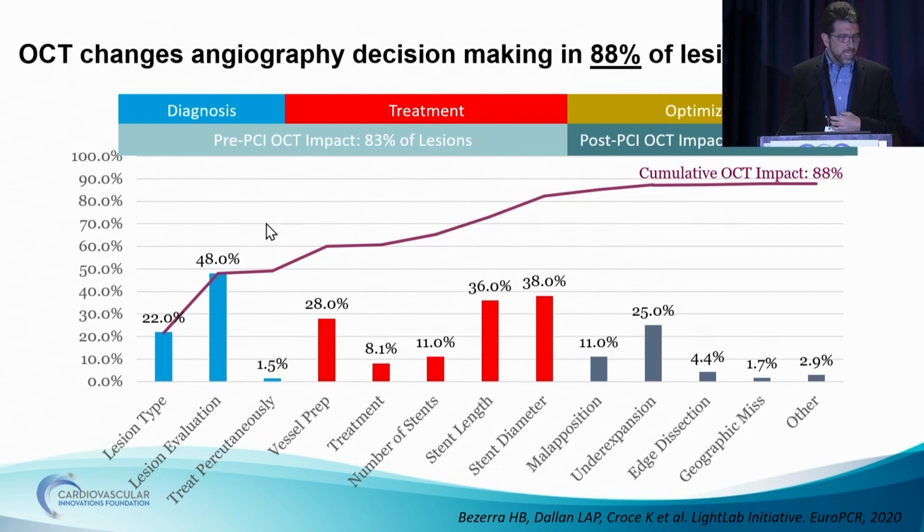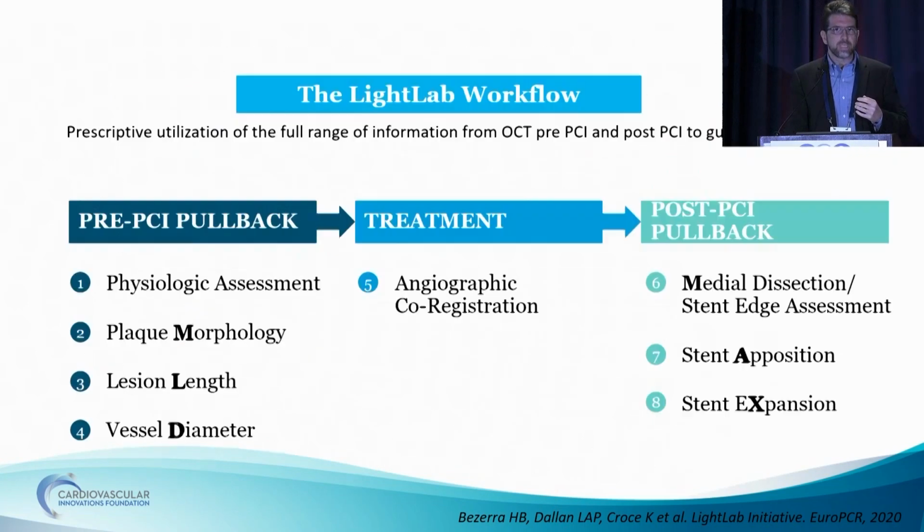So most of the time it was before, 83% of the times pre-intervention, and 31% of the time post-intervention. So in a nutshell, if you do intravascular imaging, up to 8 times out of 10 you're going to change something. You're going to put a longer stent, you're going to put a bigger stent, you're going to change your practice. So it's very important to do intravascular imaging for your cases, right?